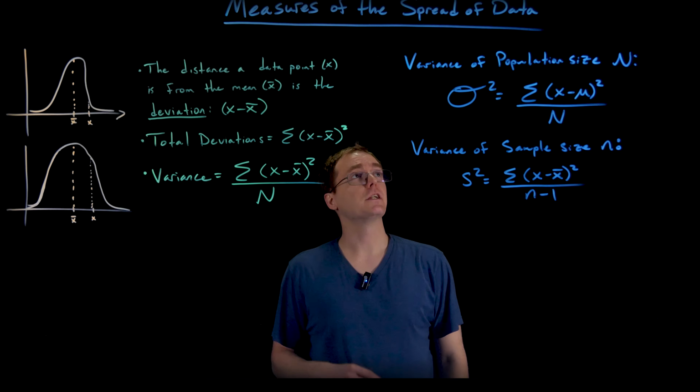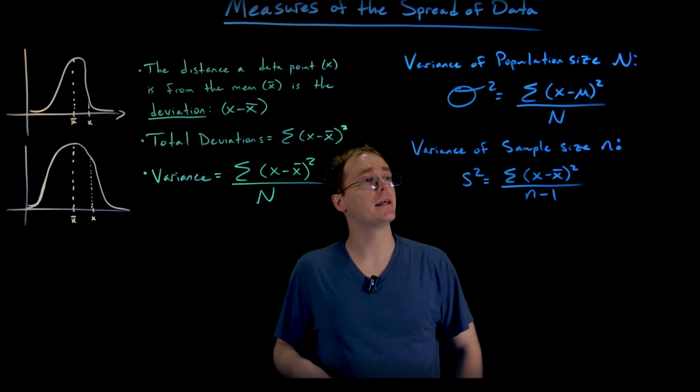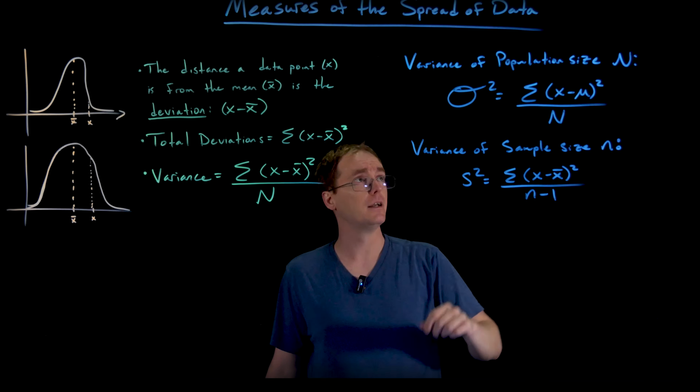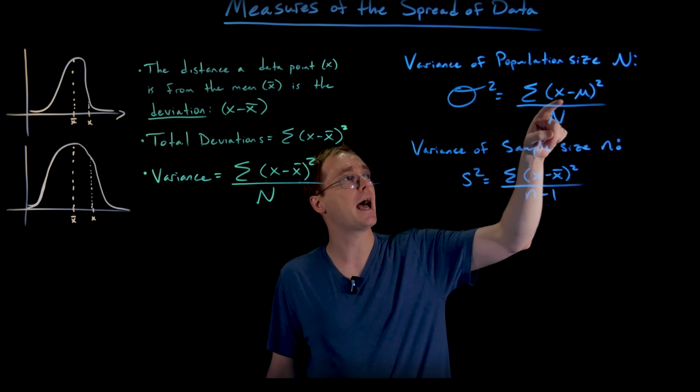Okay, so we calculate the variance for a population or a sample slightly differently. It starts off in the same way in that we're looking at the sums of the squares of the deviations. So when we're working with populations of size capital N, the variance is denoted symbolically as lowercase sigma squared. And that's equal to the sum of all of our data values, x minus the average for the population, which is denoted by mu. So we do a data value minus the average, square that, add them all up, and then divide by N, the number of things in the population.